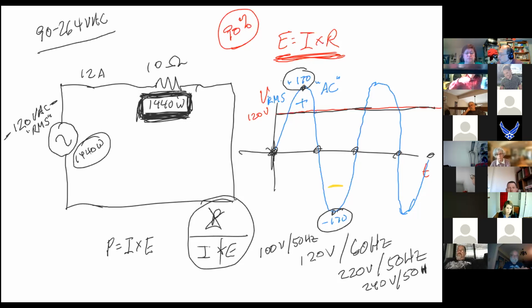Is working with 220 inherently more dangerous wherever it is? Yeah, I guess. I mean, either one will kill you. What are the benefits? Okay, so the benefits. Population. Transmission loss. Okay, yes.